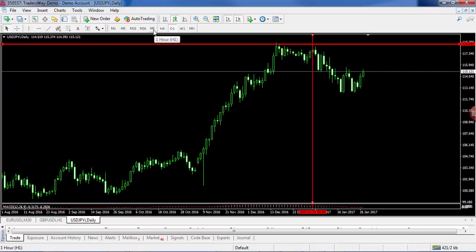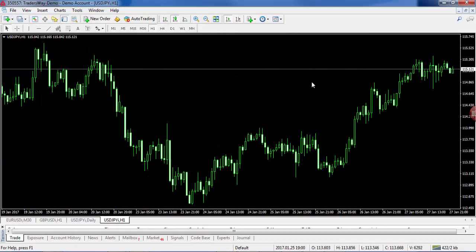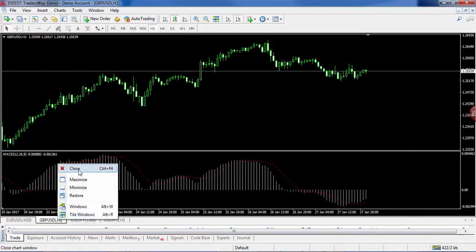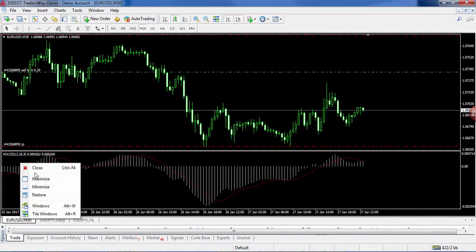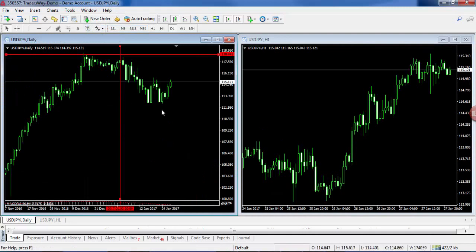So let's actually move down to the smaller time frame. As a matter of fact, let me actually open another US chart. So what I'm going to do is delete this chart temporarily, and then I'm going to put both charts side by side.